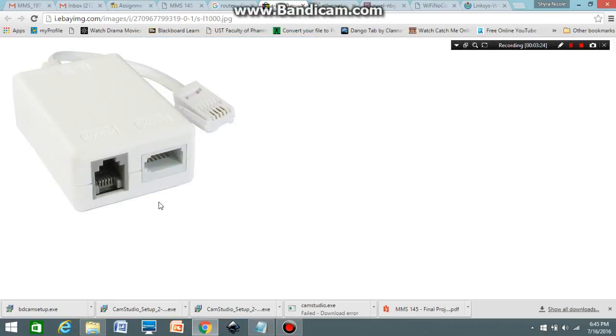Now, this is where our modem or our router is connected. The filter has two ports. One is for the phone and one is for the modem or for the DSL. What it's actually doing is separating the digital and the analog signals because those two cannot be combined together. It's like water and oil.